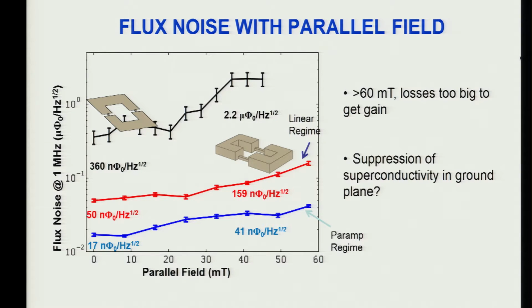We also demonstrated that even though it's aluminum, it seems to work just fine in a 60 millitesla parallel field, which is reasonably practical for measuring some magnetic samples. Just to point out, by the way, this degradation beyond 60 millitesla was really the ground planes of our structure going bad, not actually the element. So there's significant improvements to be had in this device.